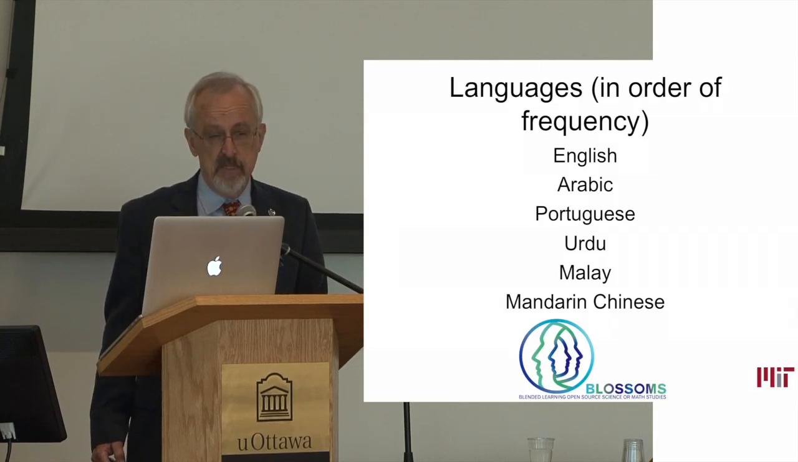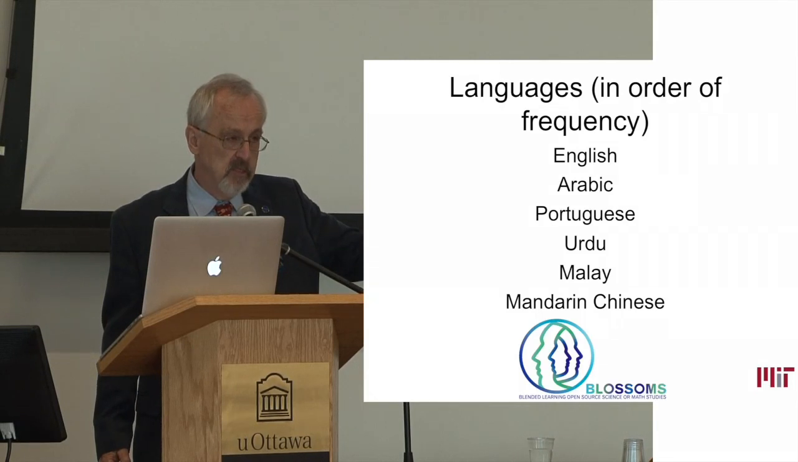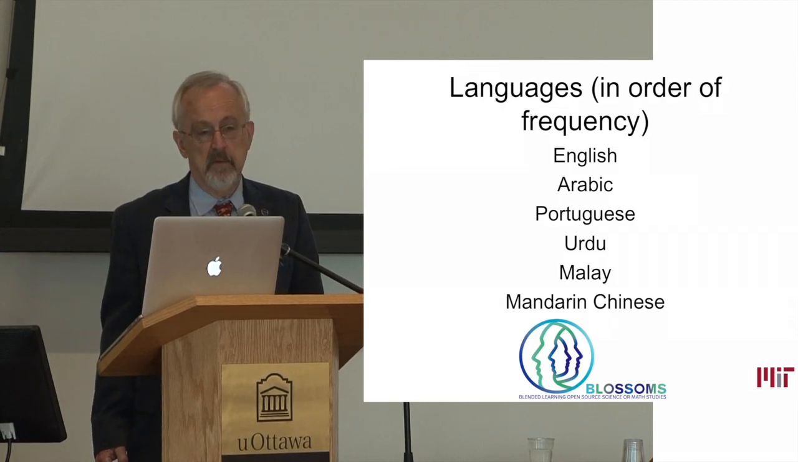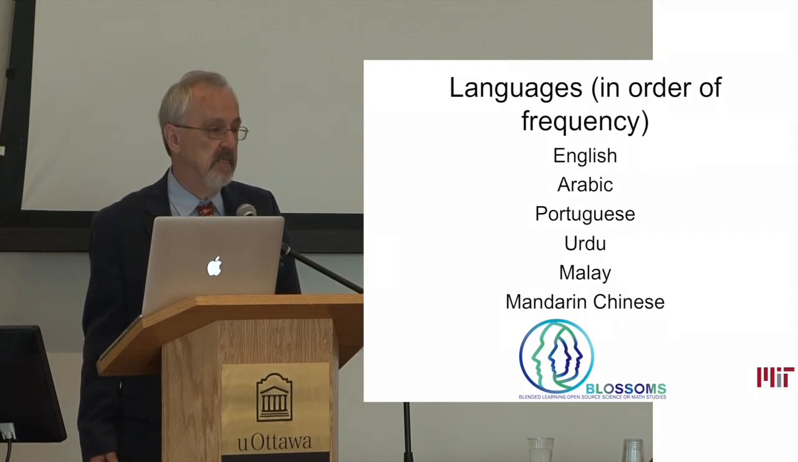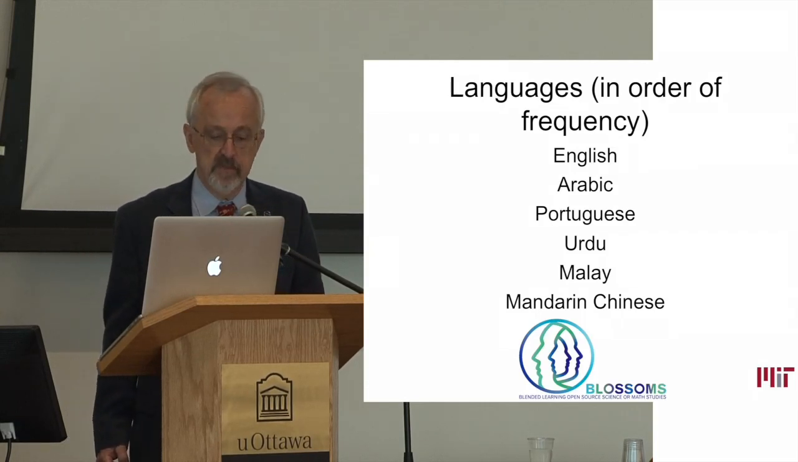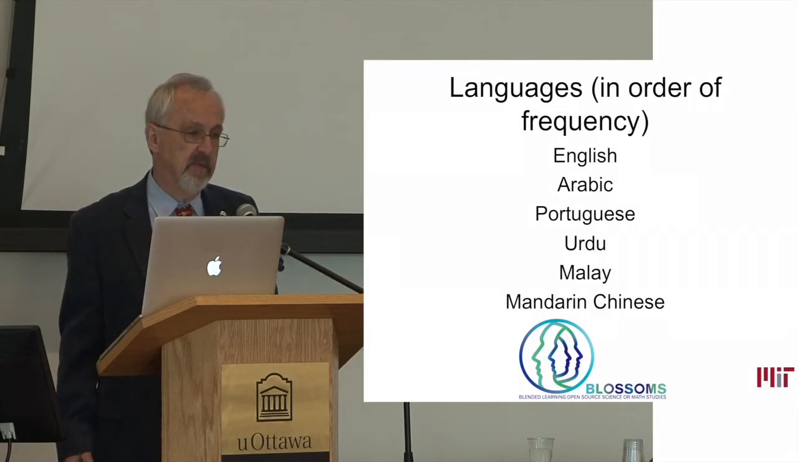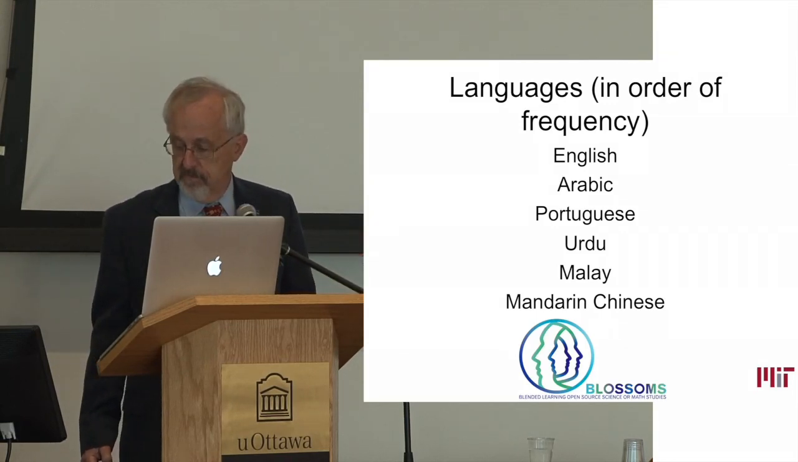Basically, right now, these are the languages that Blossoms is available in, in order of frequency. I would say about 90% are available in English, either made directly in English or voiceover translation or subtitles. Arabic is number 2 because we have country partners, Jordan, Lebanon, although they do theirs in English, Saudi Arabia, and so we have more Arabic language educational content than any other MIT program as of this date. We're also in Portuguese, Urdu, Malay, and Mandarin Chinese. As of the current time, we only have 6 of our 110 lessons in Mandarin Chinese.